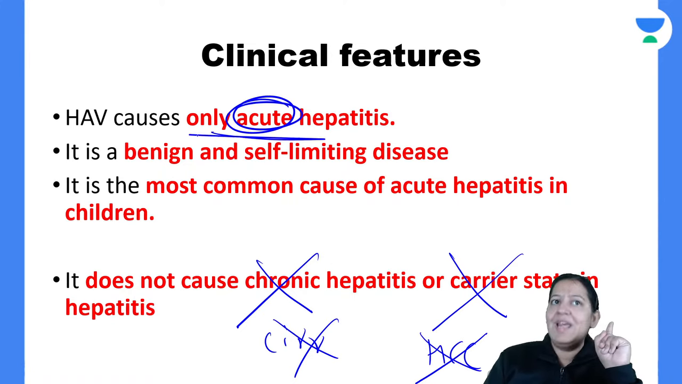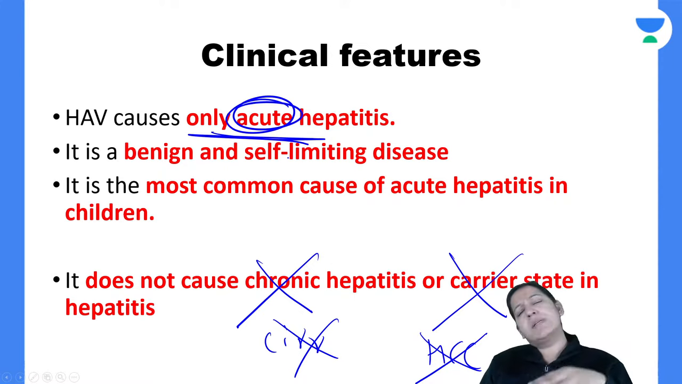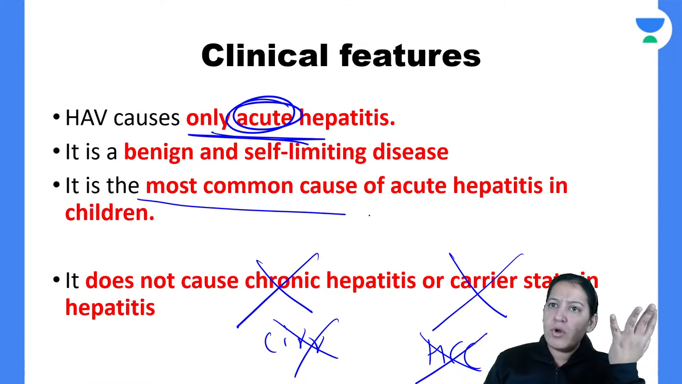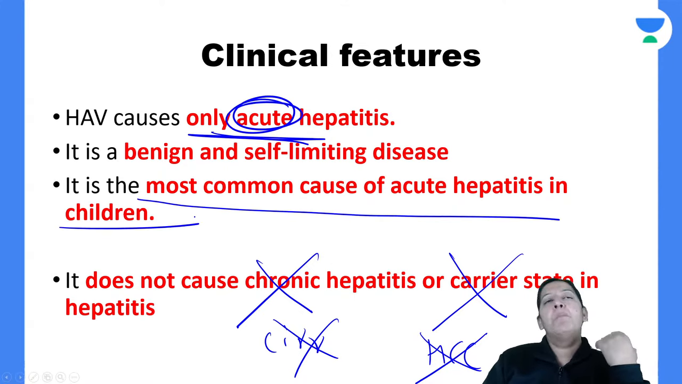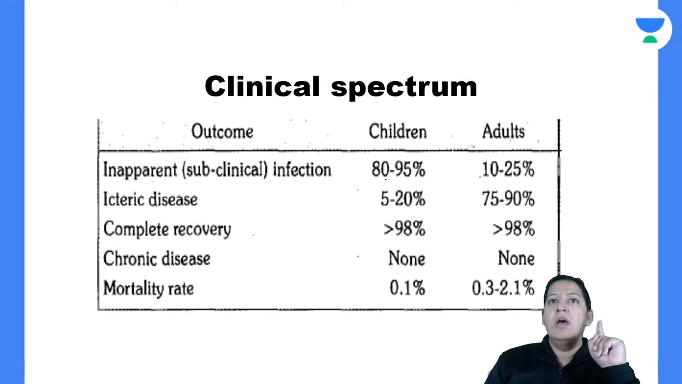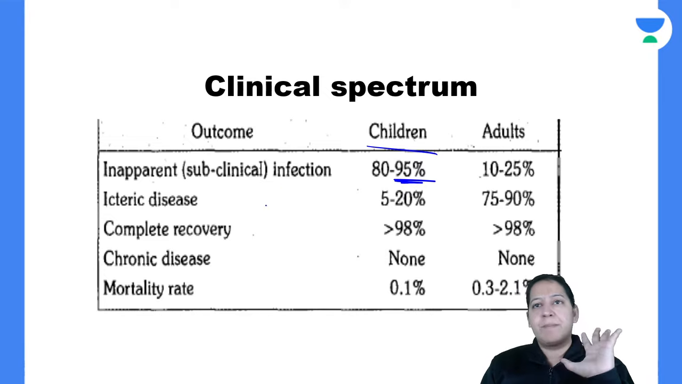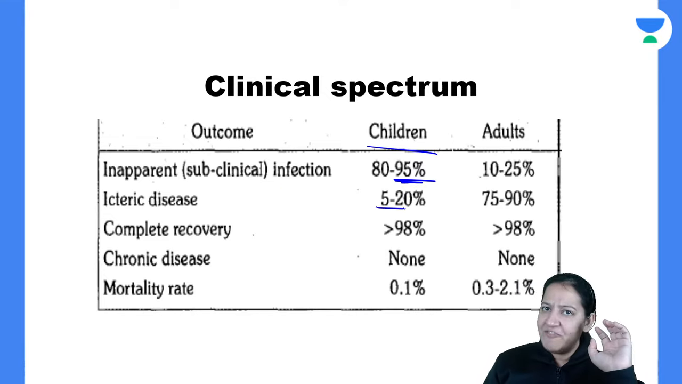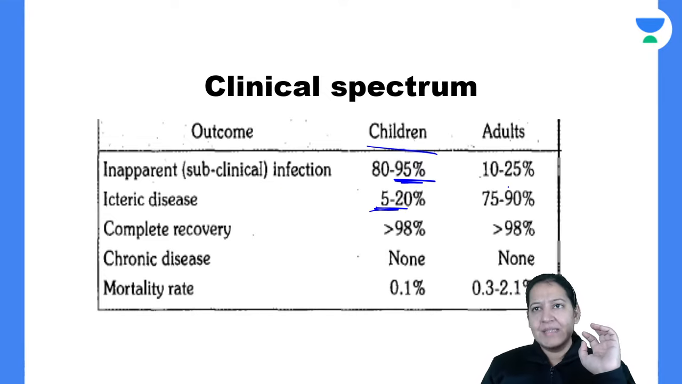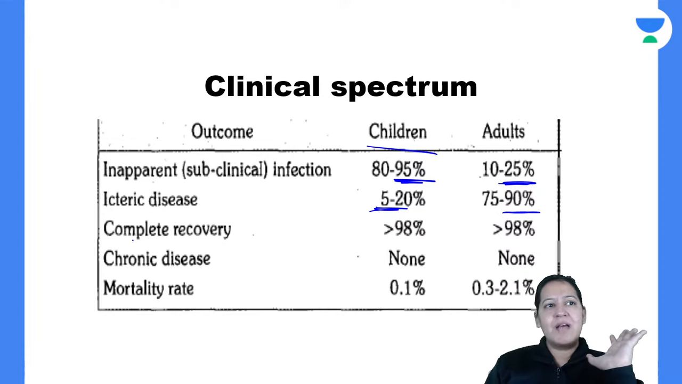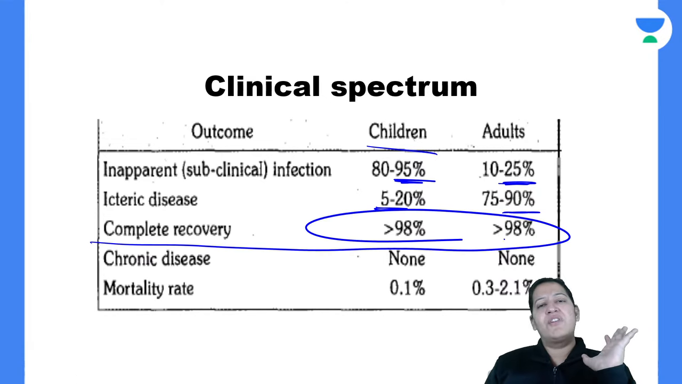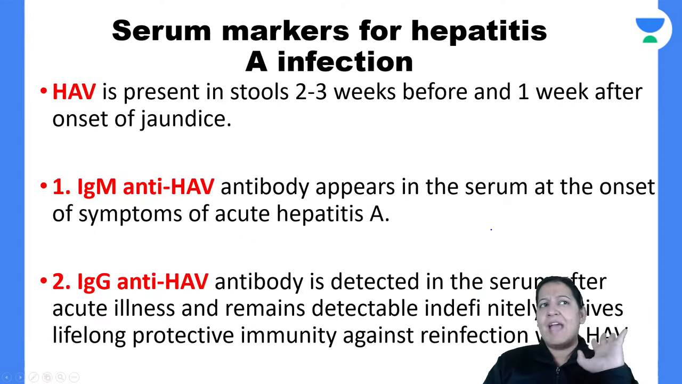It causes only acute. Since it causes only acute, it is the most common cause of acute hepatitis in children. In children, 95% will have subclinical infection and only 5% will have jaundice. In adults, nearly 25% will be subclinical and 90% have jaundice. So that is the difference you can see, but complete recovery occurs in all, whether children or adults. It is the acute hepatitis.